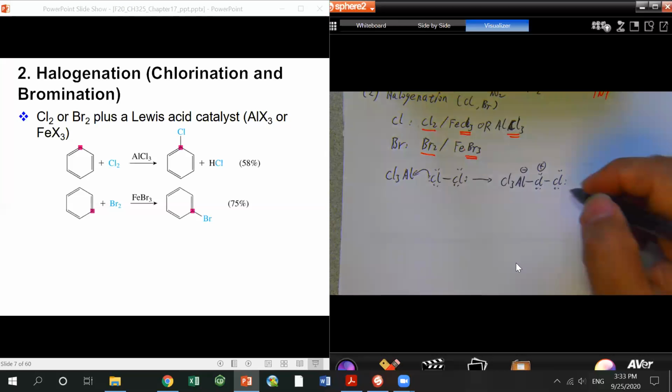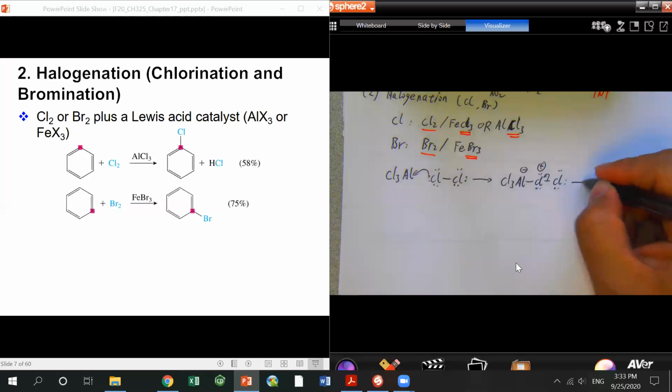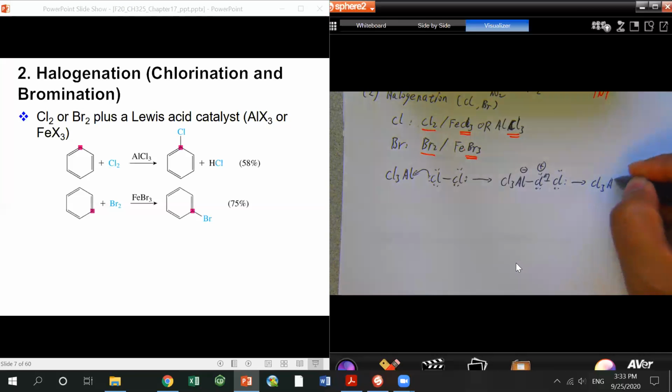And then in the next step, the bond between the two chlorines breaks up, and the electrons go to the coordinated chlorine. This chlorine becomes neutral, and then we have Cl plus. So that's our electrophile, with 3 lone pair electrons on Cl plus. So that's how you generate the chlorine electrophile.